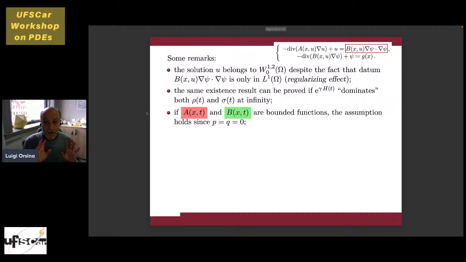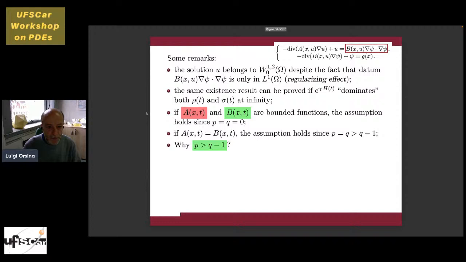Simple case, A and B are bounded functions. In this case, p is equal to q is equal to 0. The theorem holds, because p is, of course, larger than q minus 1. If A and B are equal, then rho is equal to sigma, more or less. So you have that p equals q, which is larger than q minus 1. So everything is okay. So you are allowed to have the same terms in both equations.